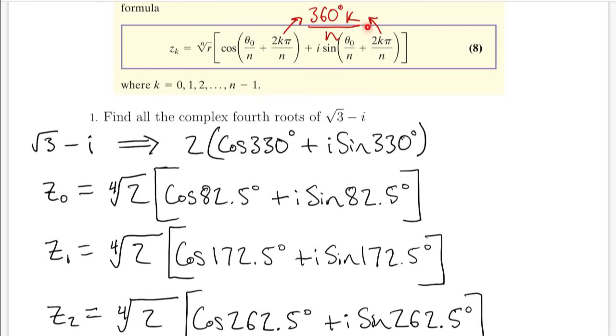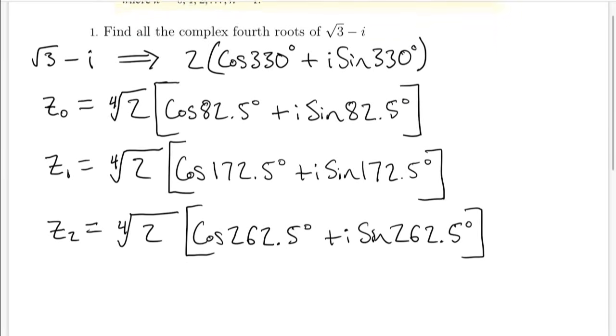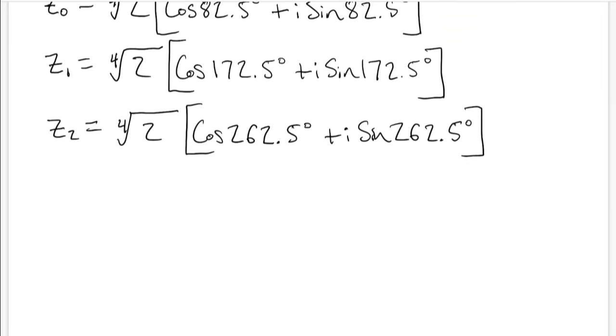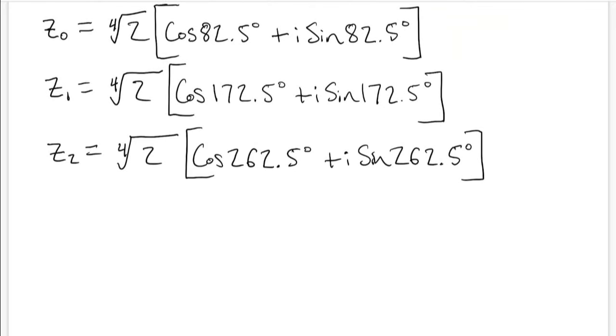In other words, if k is 2, then really what I'm doing is multiplying something by 2, which is like adding it twice. Multiplication could be thought of as repeated addition. So I'm repeatedly adding this 360 degrees over n, k times, to this angle, right? So if we follow this pattern, from each previous root to each next root, we're just taking the angle and adding 90. And that's actually a nice little shortcut.